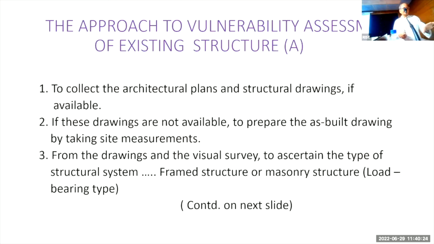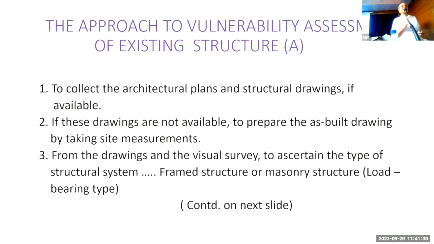Here, the first point in respect of vulnerability assessment is to collect the architectural plans and structural drawings, if available. In many of the existing buildings, these drawings are not available. If these drawings are not available, then we have to prepare as-built drawings by taking site measurements. And the third one is the drawings and visual survey. So I prepare the drawings and I observe each and every building. That is the visual survey, to ascertain the type of structural system. The major types of structural system we deal with are framed structures and masonry structures. The masonry structures are load-bearing structures.